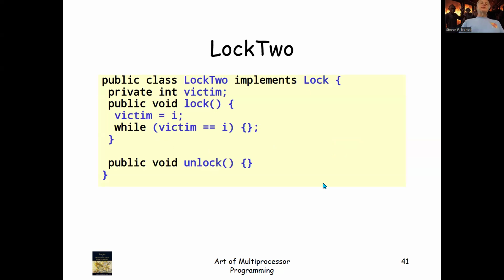So here's another attempt. We have a victim, and we set the victim equal to I. We didn't bother to initialize I with the thread ID get, but we should have. And then I say, while victim equals I, wait. So if we have two threads and they each execute at the same time, and they both try to set victim, one of them will set it to 0, the other will set it to 1, and then the other one will succeed. Any problems with this lock?